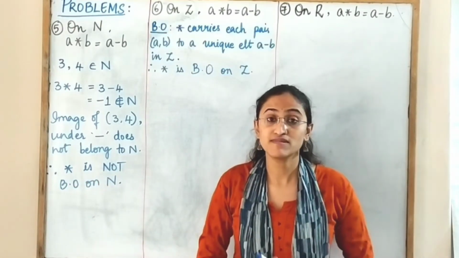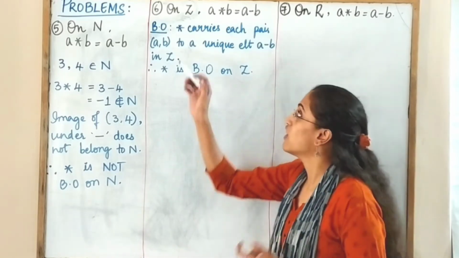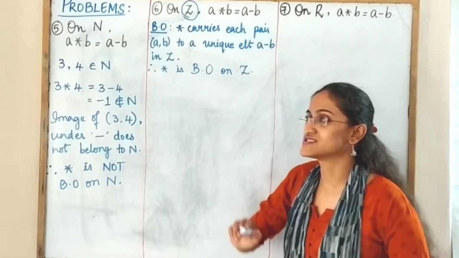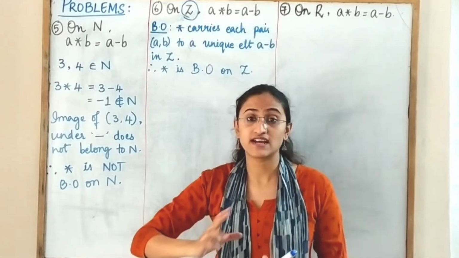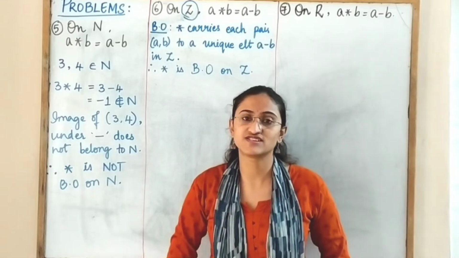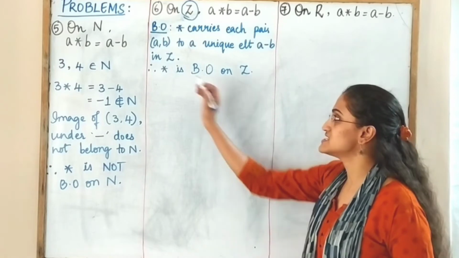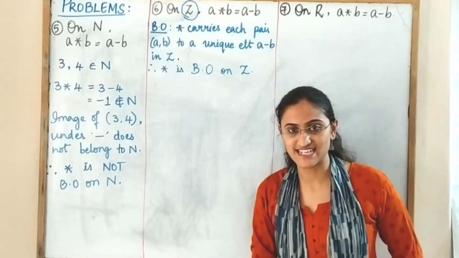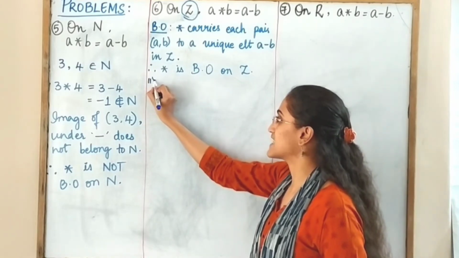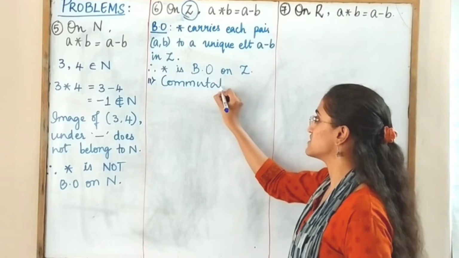Check the next problem. The same operation a star b is equal to a minus b on the set of all integers. Now you may observe that if you take any two integers and subtract them, you get back an integer again, and hence you may conclude that star is a binary operation on the set of all integers. Now moving on to the second one, that is to prove whether the operation is commutative.